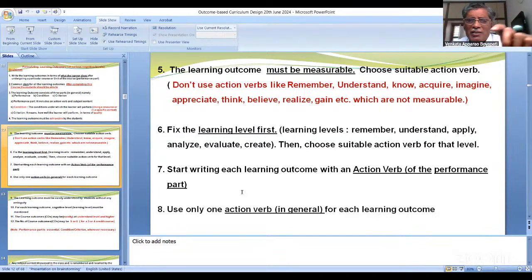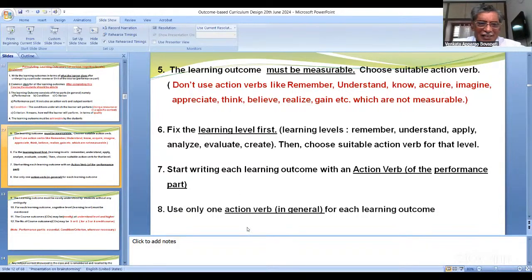This is a very important guideline. Many students commit errors here. They use the action verbs remember, understand, know, acquire, gain, appreciate, think, like that. Learning outcomes should use verbs like define, explain, apply, analyze, evaluate, solve. Such action verbs must be used.